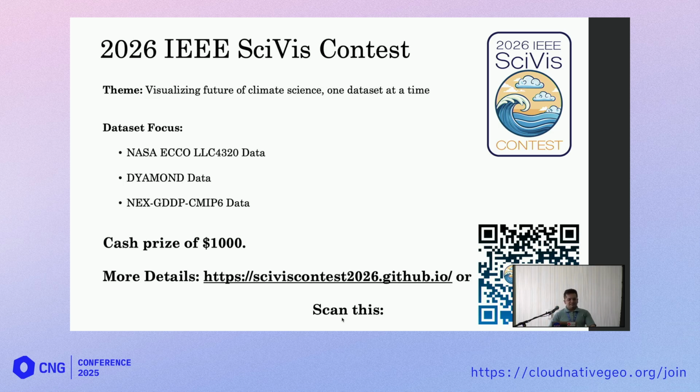Based on all these data, we are also hosting the 2026 IEEE SciVis contest, where the theme of the event will be visualizing the future of climate science, one dataset at a time. We will be mostly focusing on three different datasets. The NASA ECCO LLC4320, which is almost 4 petabytes, the DYAMOND, which is 1.8 petabytes, and the CMIP6, which is 37 terabytes. The goal is to democratize data access to everybody out there, maybe on minority serving institutions and so on. If you want to know more about the contest, you can scan the QR code as well, and there is a cash prize of $1,000.